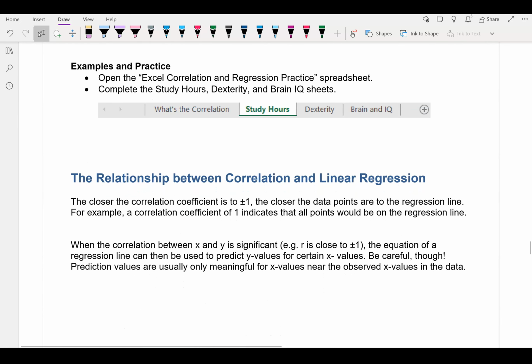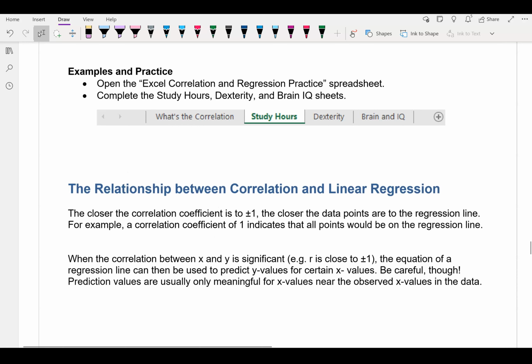So examples in practice in Excel. It says open the Excel correlation and regression practice spreadsheet, complete the study hours, dexterity, and brain and IQ sheets. So let's get to it. But before I do that, I'll do the last real thing that I'm going to get into for this topic. What's the relationship between correlation and linear regression?